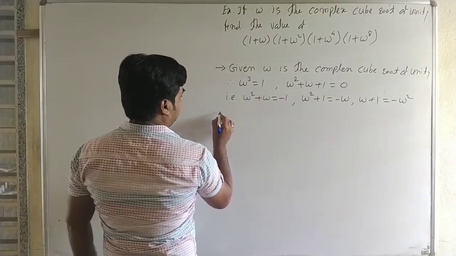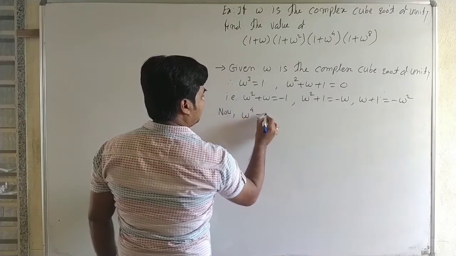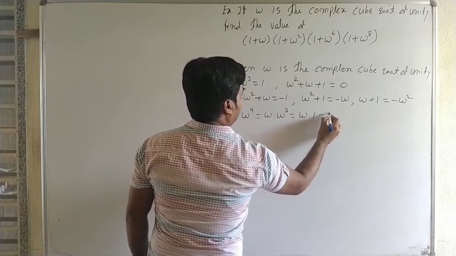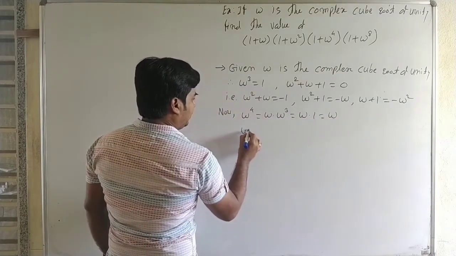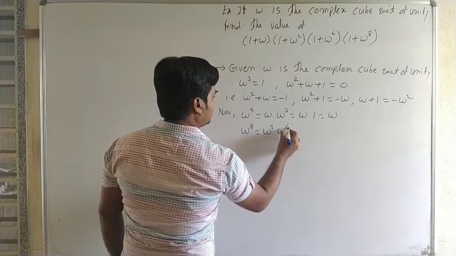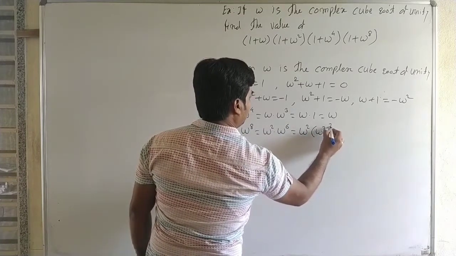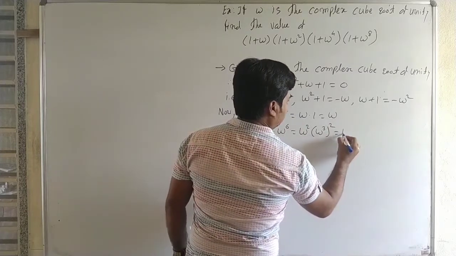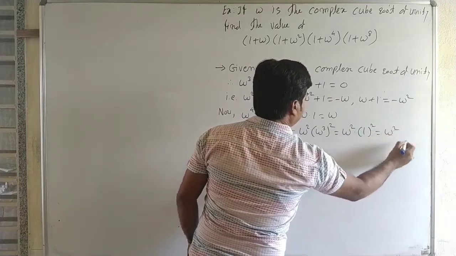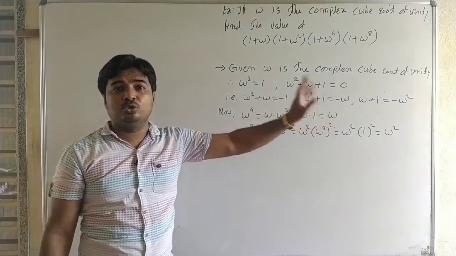Okay, here now we find first value omega to the power 4, and it is omega into omega cube, and then it is omega into 1, it is omega. Then omega to the power 8, then it is omega square into omega to the power 6, then it is omega square into omega cube to the power 2, and then it is omega square into 1 to the power 2, and that is omega square. Therefore we can write here omega to the power 4 is equal to omega, and omega to the power 8 is equal to omega square.